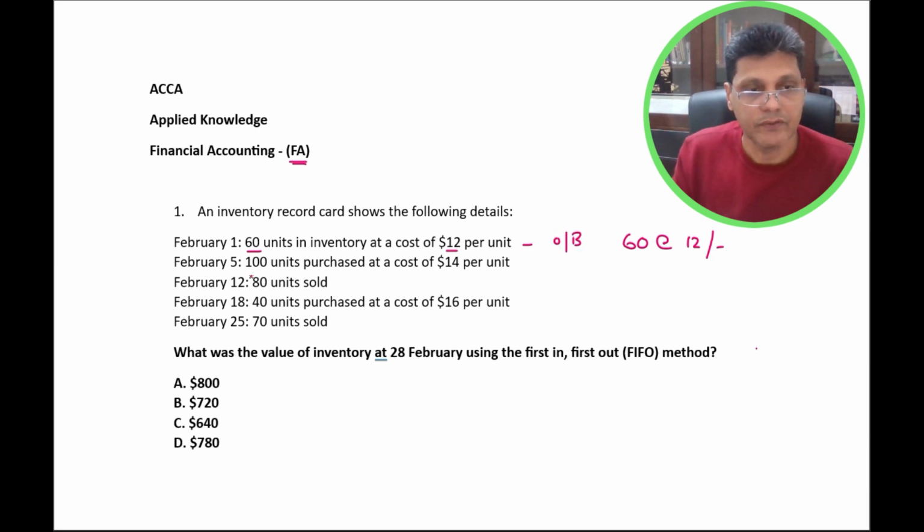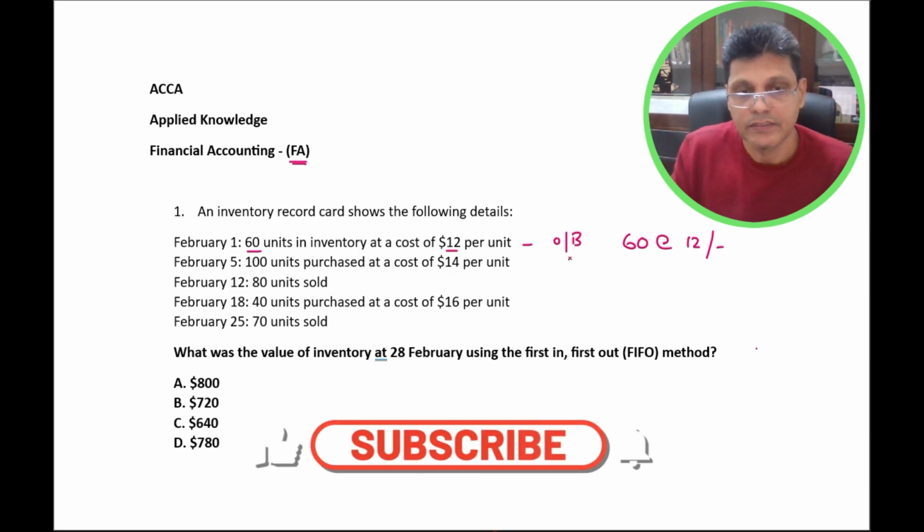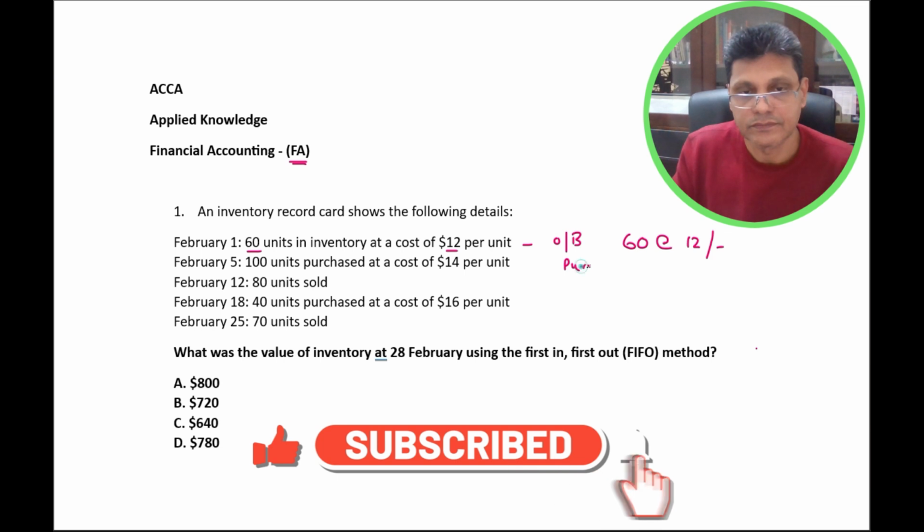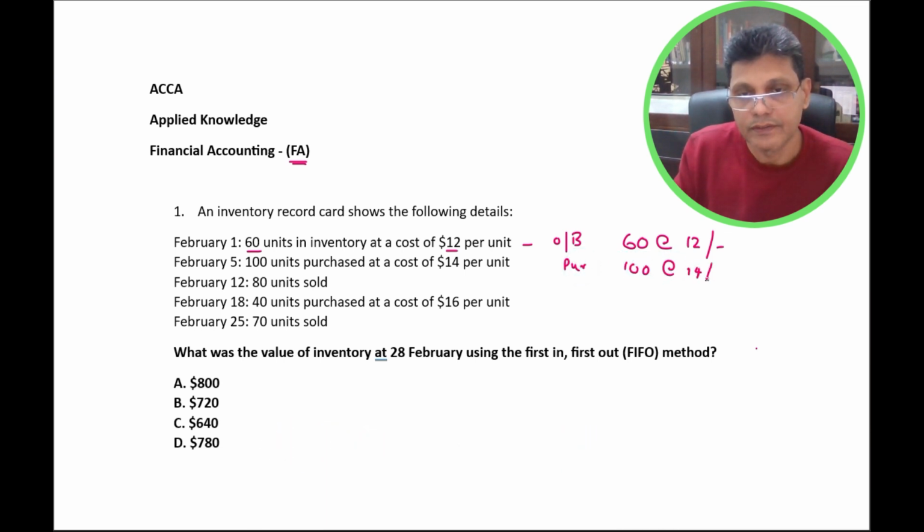Then on 5th February, 100 units purchased at the rate of 14. So this is the new addition, the purchase of 100 units at the rate of 14. Then 80 units were sold. Now we don't know at which rate this will be recorded. This will depend on the stock valuation method that they use.